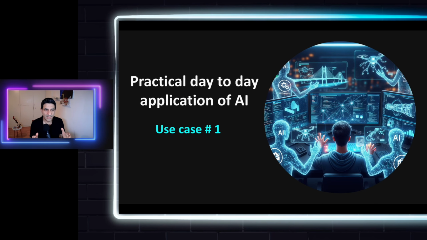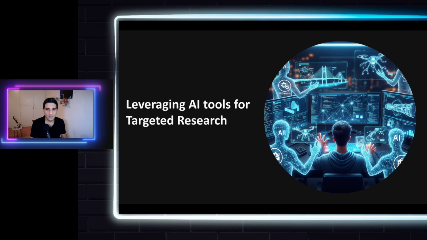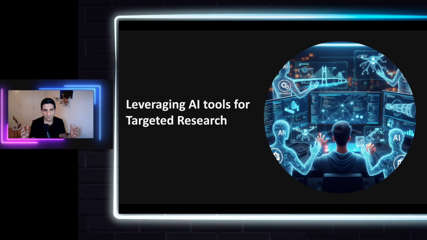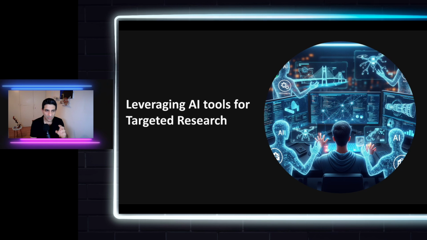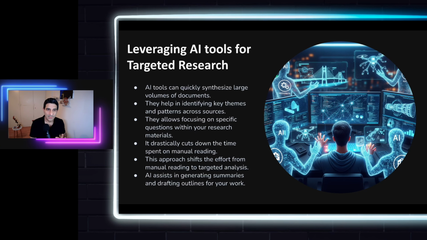Okay. So today, the first use case, we will be looking at leveraging AI tools for doing targeted research. Why is this important? Because research in itself has been an extremely time-consuming process. You have to figure out where the papers are, you download them, manually go through them. It's extremely time-consuming.